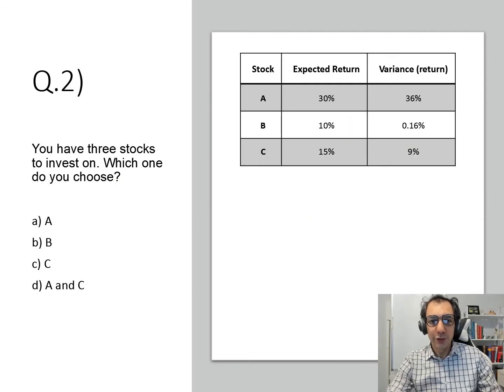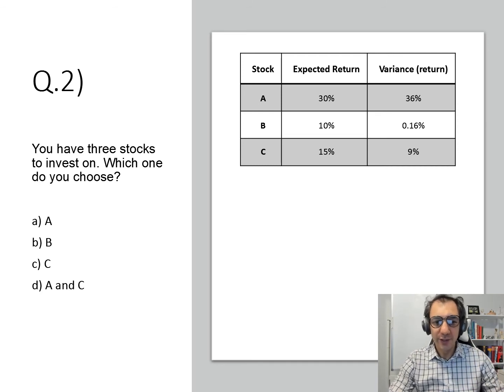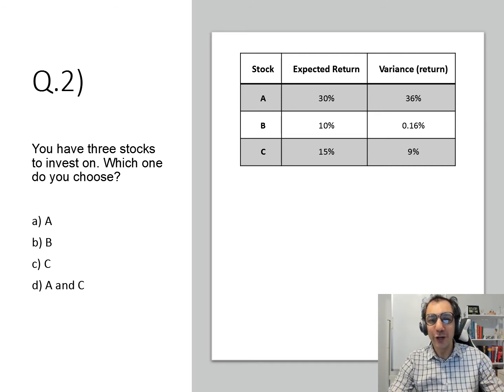Question 2. We have three stocks here, and we are going to choose which stock we are going to invest in: stocks A, B, and C.